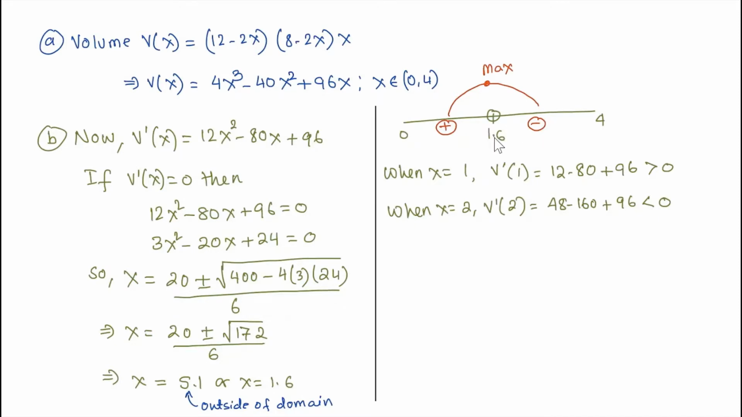So let me write that. Volume is maximum when x is equal to 1.6 centimeter. So that is our part B.